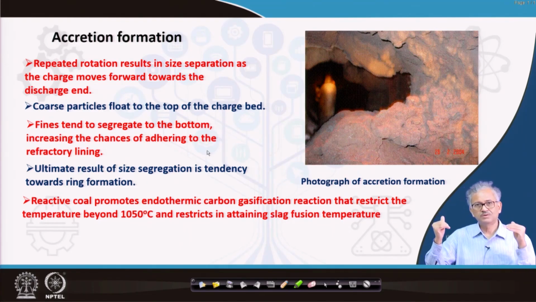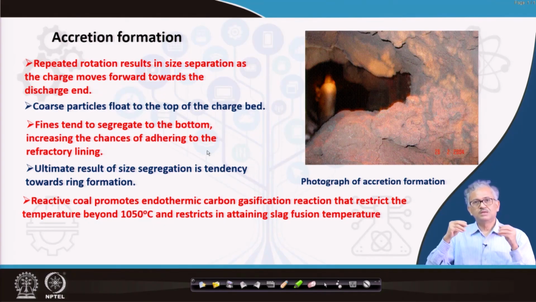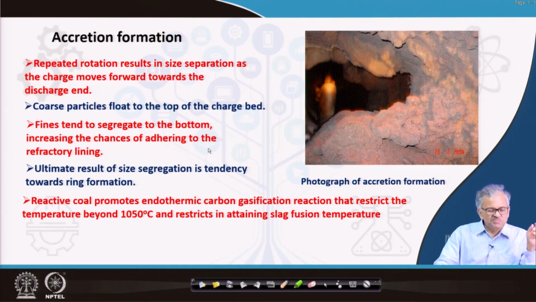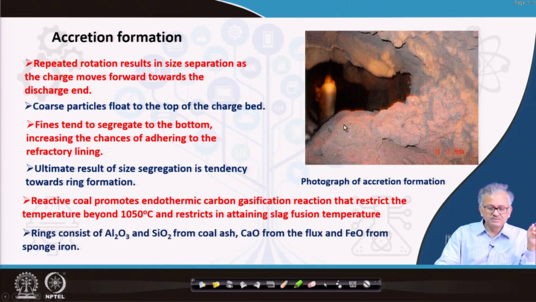These are things I have talked about. So what are the remedies? One thing, as I said, is you can control the operating parameters as well as the inclination of the rotary kiln such that the size segregation becomes limited. And second is the use of reactive coal. If you use reactive coal, then you can increase the carbon gasification reaction. And since the carbon gasification reaction is highly endothermic, you can reduce the solid bed temperature significantly. So you can carry out this process at less than 1050 degrees centigrade, and your accretion formation tendency will be less.